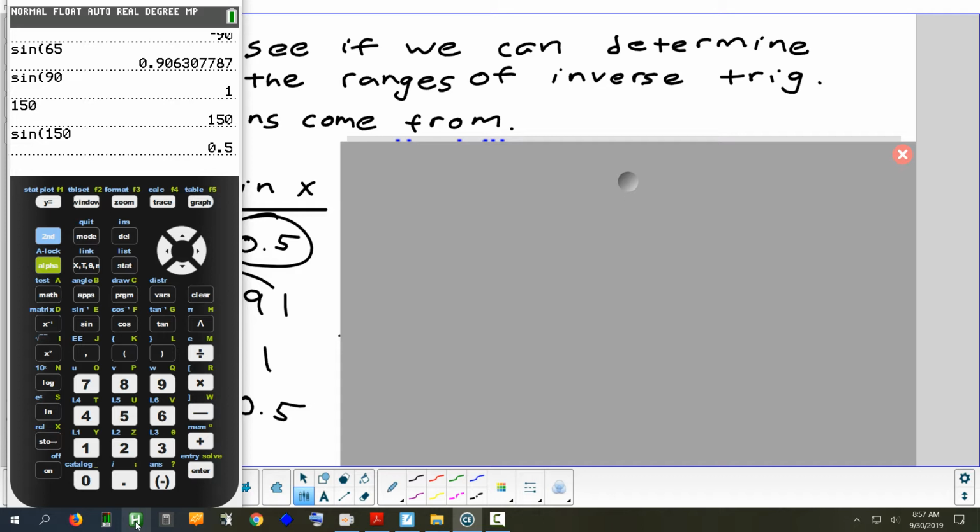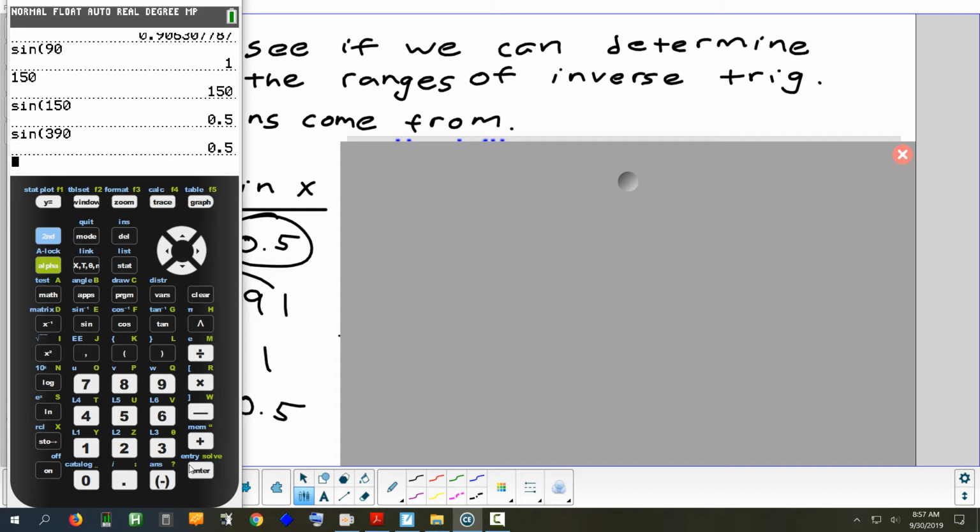And those aren't the only two that would give me 0.5. I could type in sine of, let's do 390. There's another one that's 0.5. I mean, I could keep going. There's an infinite amount of answers that would come out to 0.5. But when you go back, there is only one correct answer.